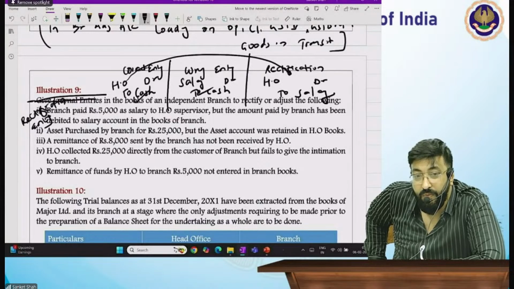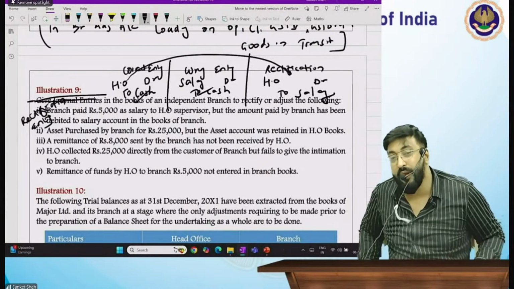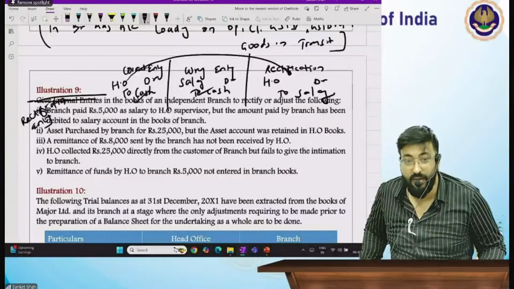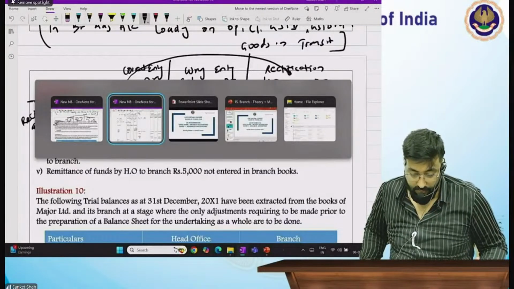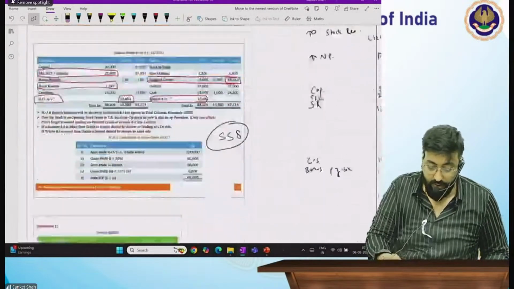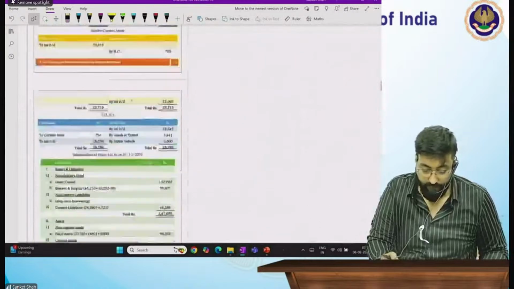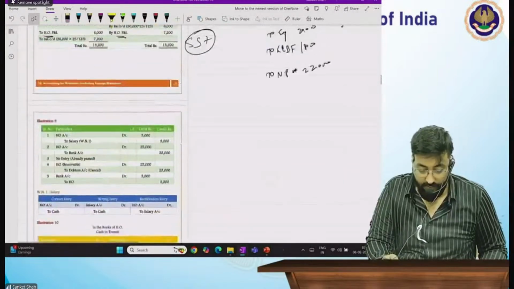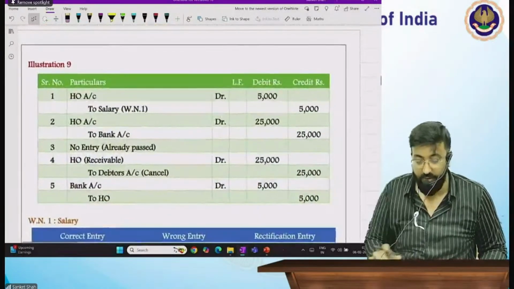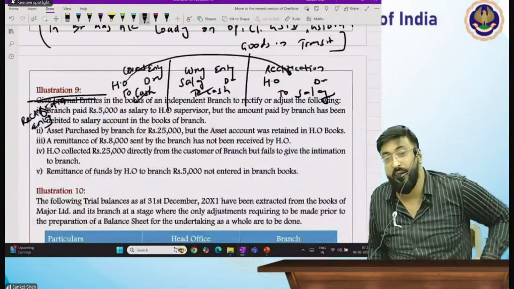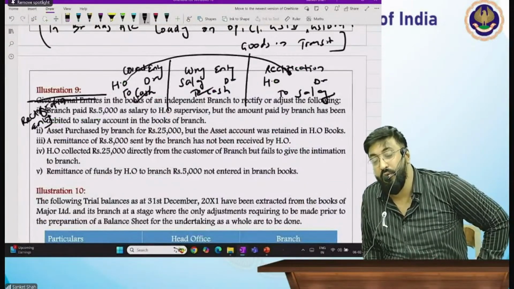Sir, but we are getting the asset. Though we are getting the asset, who retains that asset? Head office. Head office is going to retain that asset. So what will be the correct entry? Cash goes out and we don't pass an entry for the asset. We will record it in the HO books. So HO account debit to cash.